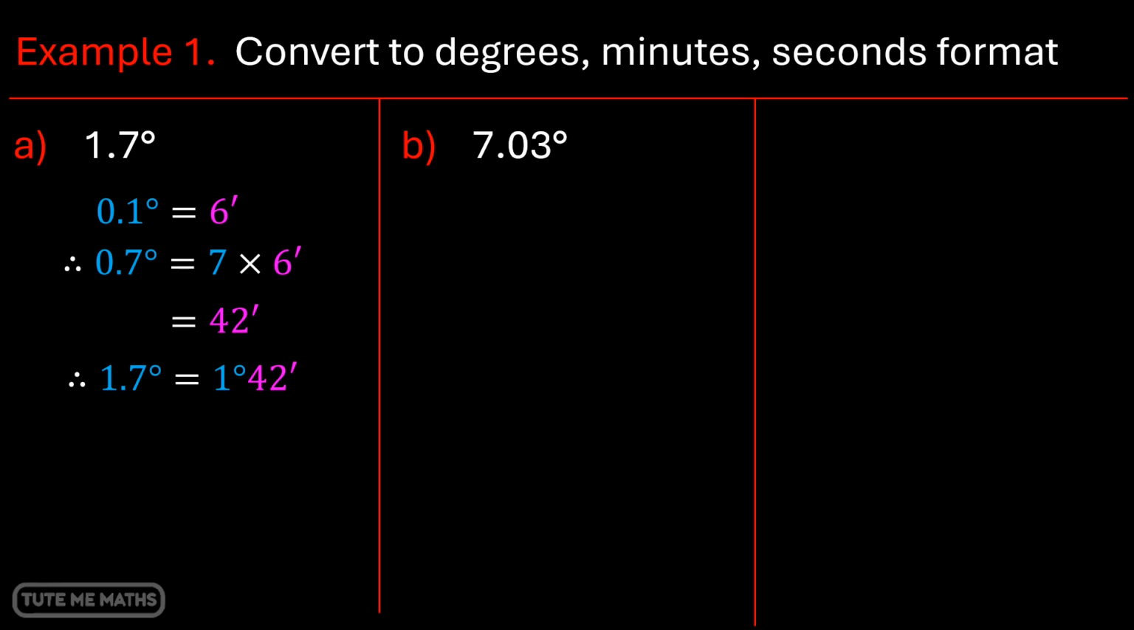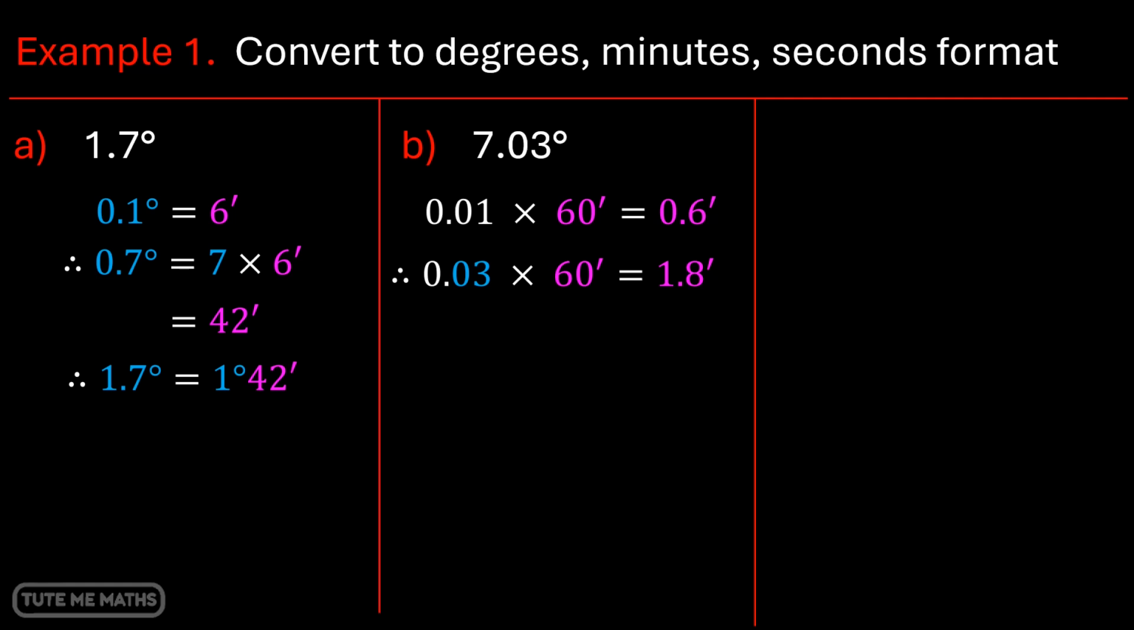Part B, we have 7.03 degrees. This is more challenging because we need 3/100ths of 60 minutes, which is not on our list of easy factors. However, 1/100th is easily found by simply moving the decimal point 2 places left, giving us 0.6 minutes. 3 of these will be 1.8 minutes. Now we have 7 degrees, 1.8 minutes.